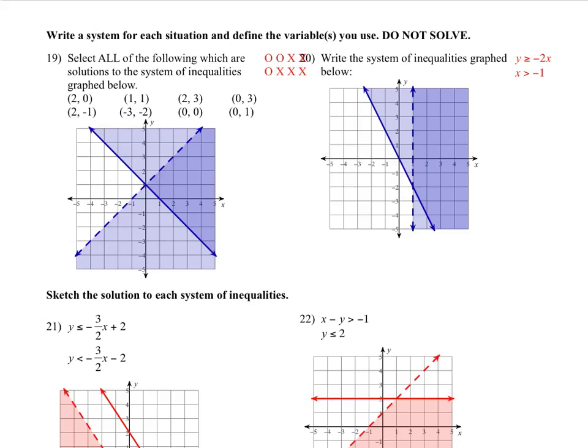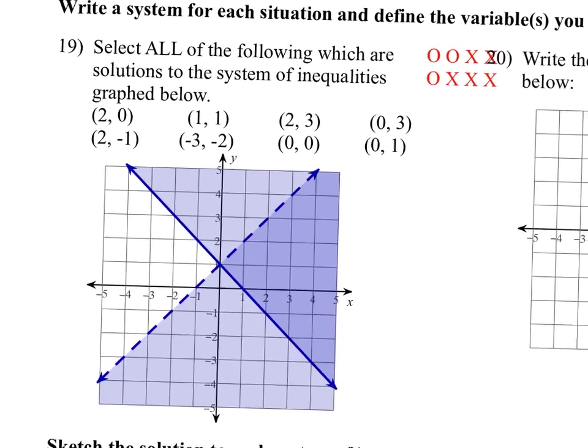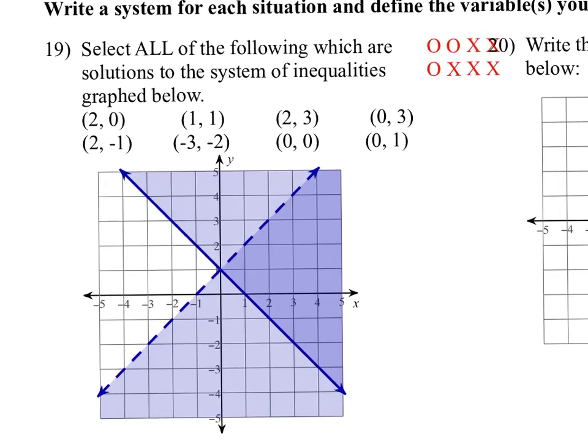All right, question 19. Remember, you need to go ahead and graph these. And on question 19, we're selecting all that are solutions. Solutions are in the double shaded area and on the solid line. Things on the dashed line are not solutions. So my answers here are (2, 0), (1, 1), and (2, -1).